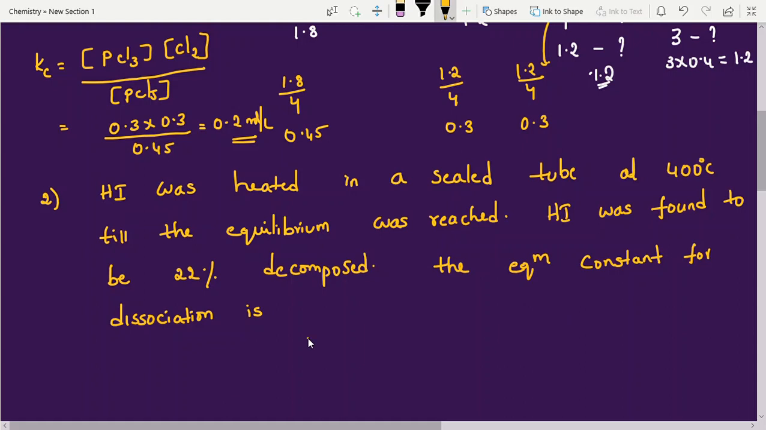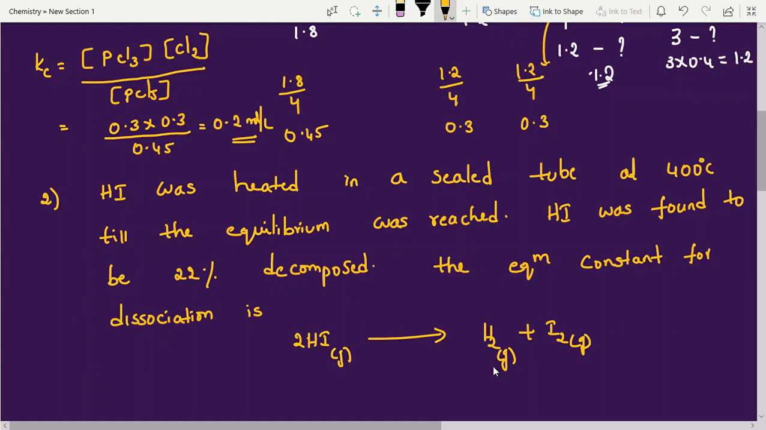Now how to calculate, students, again? So what is the required equation? HI heated, that means 2 moles of HI heated, it will give H2 gas plus I2, both in gaseous state. Okay, this is your required equation.